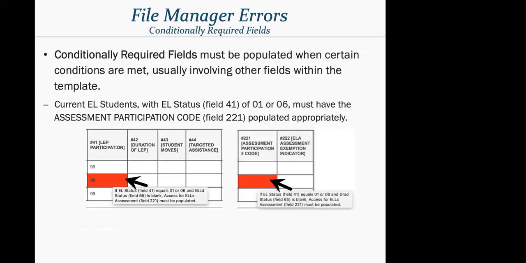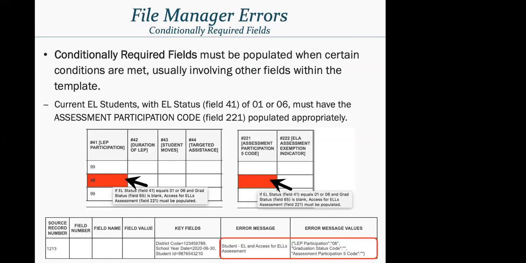And this is an example of a conditionally required. Conditionally required means if I say yes to this, then I need to have something in another part of the file as well. So if I say, yes, you are an 01 or an 06 EL, which is a current status, then I need to also have something in field 221. Once again, if you mouse over either one of those red areas, you can see exactly what the problem is.